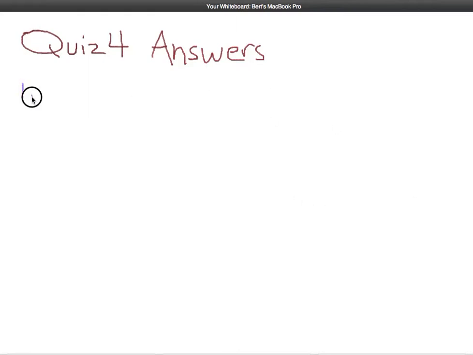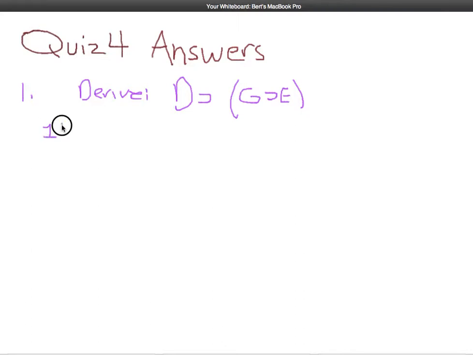So this is question number 1 on the quiz. And the thing we had to derive was a conditional. So this was of the form if D, then if G, then E. So this is what we actually had to derive. And the assumption we were able to have at the beginning, so let me just write line number 1 here. The first primary assumption that you had was a conjunction in the antecedent, right? So this is D and G.